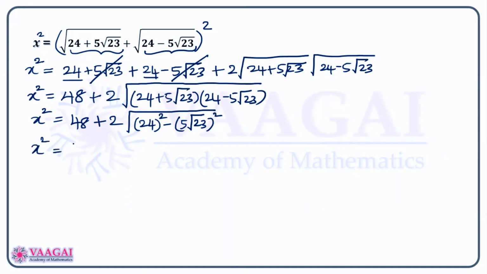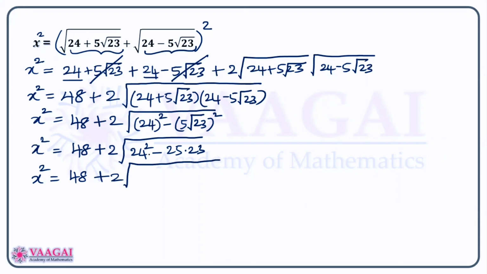Now again continuing this, x square will be equal to 48 plus 2 into root of 24 square minus, now what about the second term, this is 5 root 23 the whole square, which will become 5 5s are 25 and root 23's whole square will become simply 23. So I will be having 25 into 23 here, right? Now x square can be further simplified as 48 plus the whole root of 24 square minus, and I'm not going to multiply 25 into 23, simply I'm going to rewrite this as 24 plus 1 multiplied by 24 minus 1, because 25 is 24 plus 1, 23 is 24 minus 1.